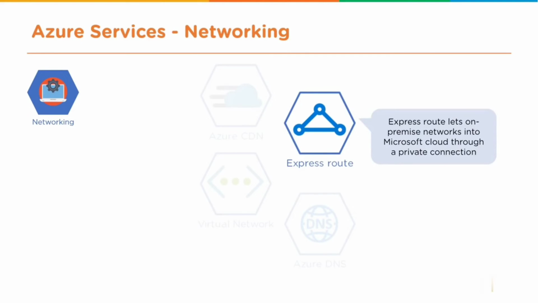Next up, we have Express Route. With this, you can connect your on-premise network to Microsoft Cloud or any of the services that you want through a private connection. So the only communication that happens is between your on-premise network and the service that you want.